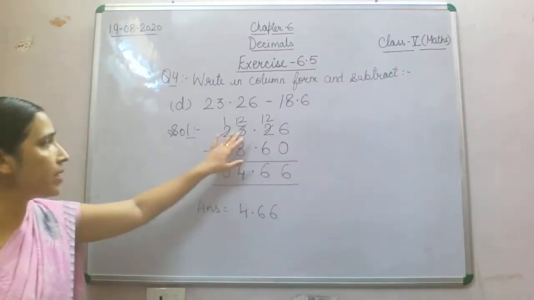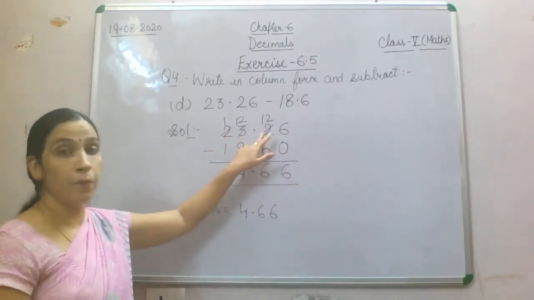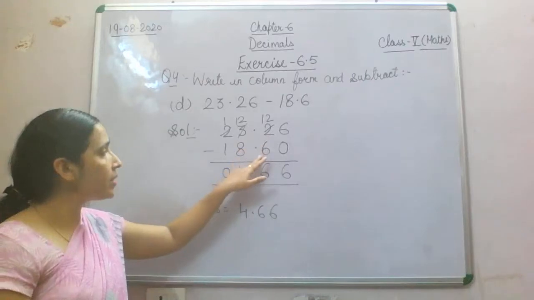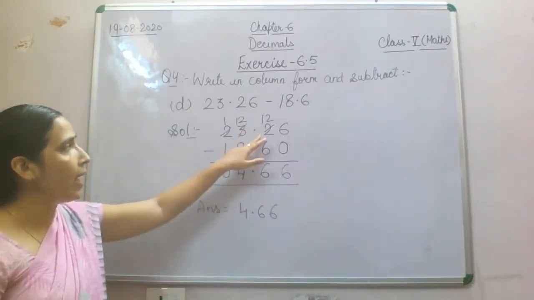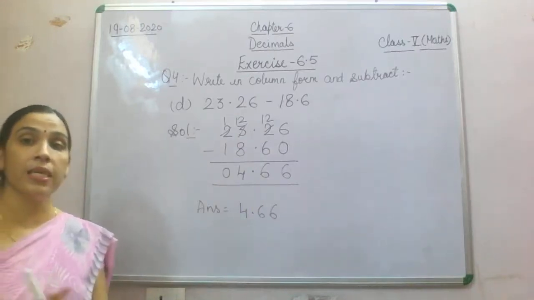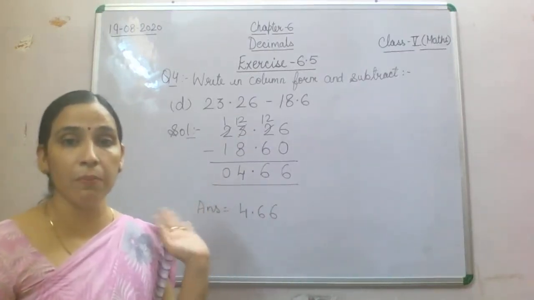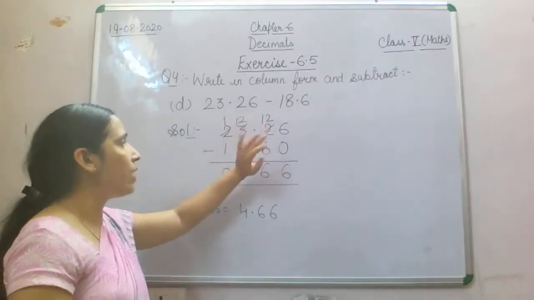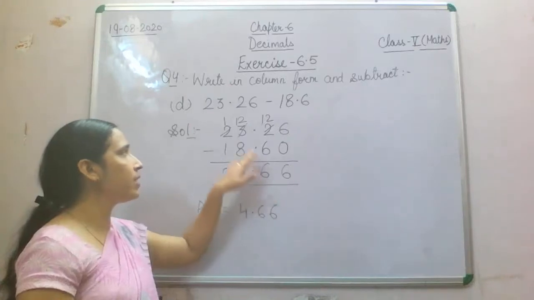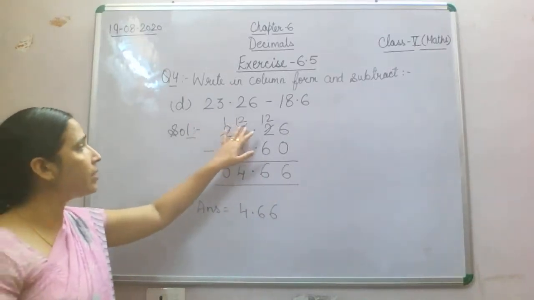6 we will write. Now 6 minus 0, 6 we will get. Now here 2 is smaller than 6. So what will 2 do? 2 will borrow from this 3. And this subtraction is the same as with whole numbers. We are borrowing from the previous number. Fine. So this 3 will become 2. This will become 12. 12 minus 6, what will you get? 6. And here you will get 2.